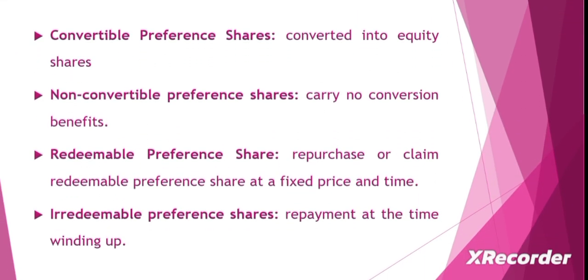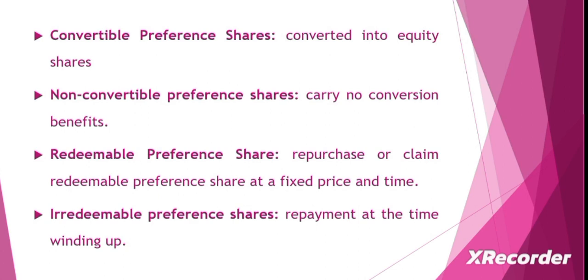Convertible preference shares can be converted into equity shares after meeting the requisite stipulations by the company's articles of association. Non-convertible preference shares. Here the shareholders do not have any option to convert their preference shares into equity shares. Redeemable preference shares. A company can repurchase or claim redeemable preference shares at a fixed price and time.